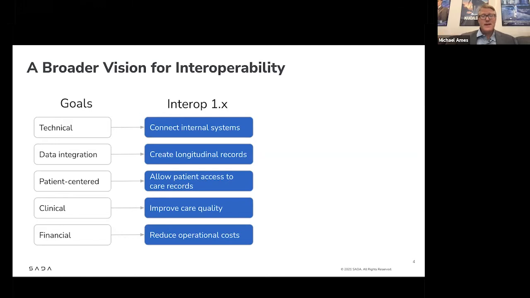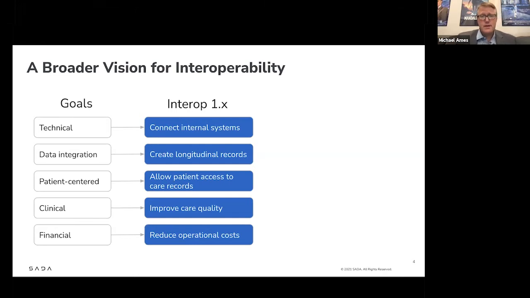And their execution on a possible exciting new vision is limited because they're really stuck in what we think of as Interop 1.x thinking. And the reason I put 1.x is because healthcare has been doing interoperability for decades, and it has evolved multiple times now. We're not saying that there's been one thing and now there's another thing. We're saying that there has been a lot of iteration on what has been essentially a single vision around a single set of goals.